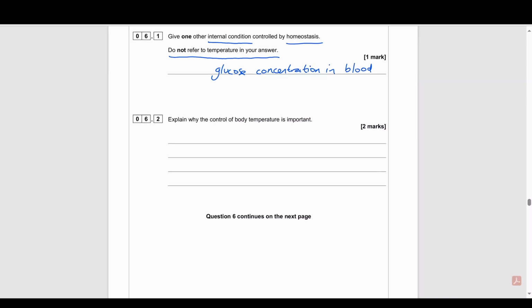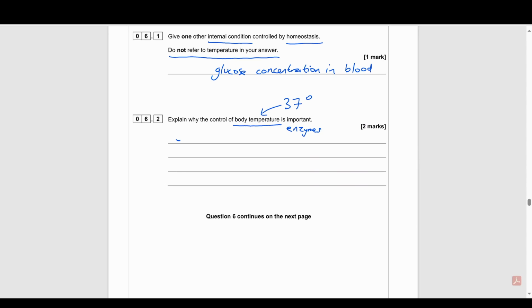Six point two. Explain why the control of body temperature is important. So why do we want to keep body temperature at a certain level? For information, the internal body temperature is 37 degrees. Well, we've got to think about what temperature could affect in our body. Well, temperature affects enzymes. So having the temperature too high could lead to the enzyme being denatured, which is a change in the active site. So we want to keep this enzyme at a perfect condition so that it can quickly carry out its job, which is to catalyze reactions, break things down, for example.